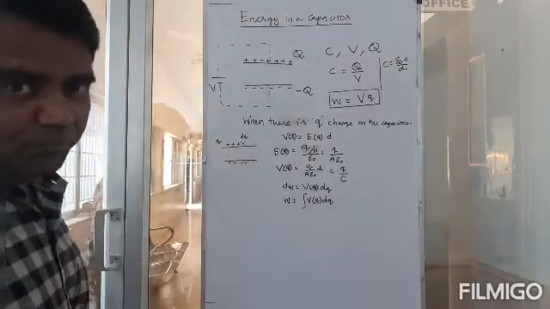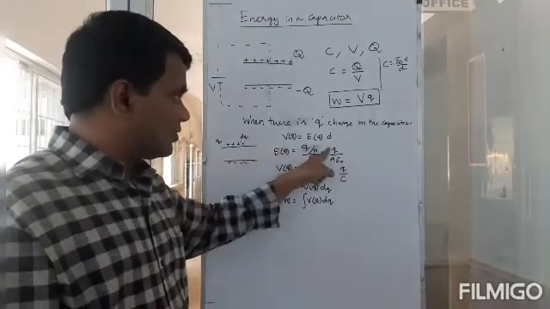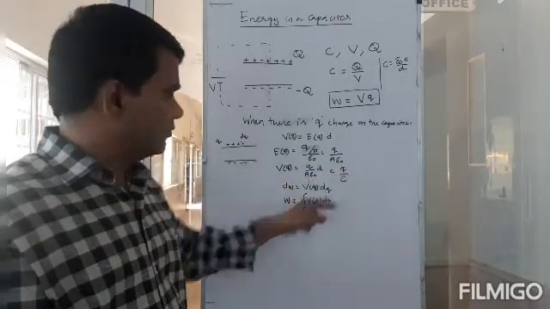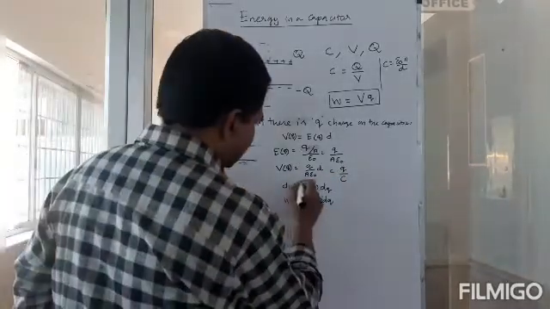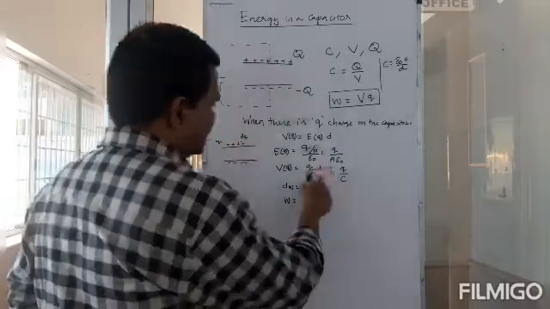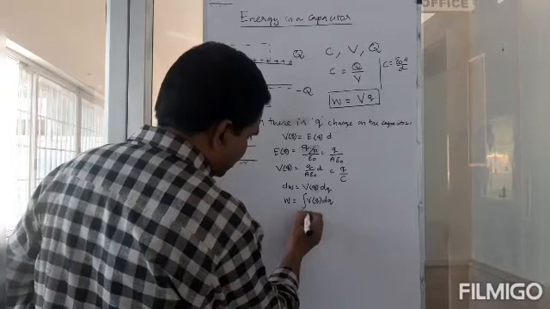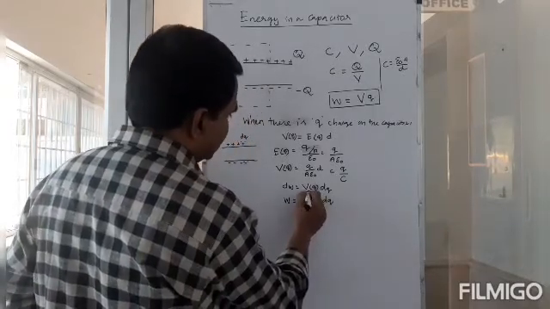Hope it's clear to you. Initially I put E and V, but if you look at E, E is a function of Q. If I take V, V also is a function of Q. So I'm going to take this. And for how long will I be doing it? I'll start from 0 charge, and then I'll stop at Q charge.